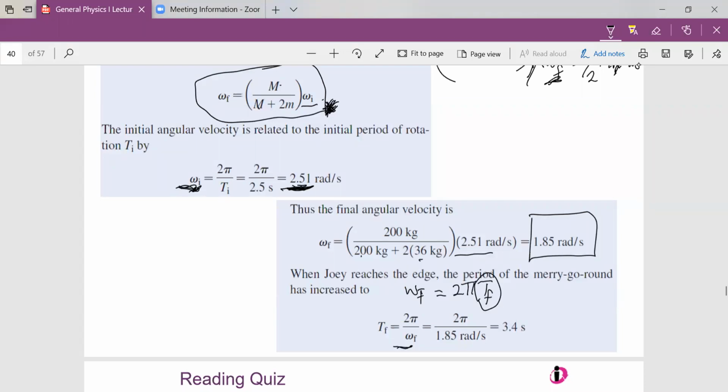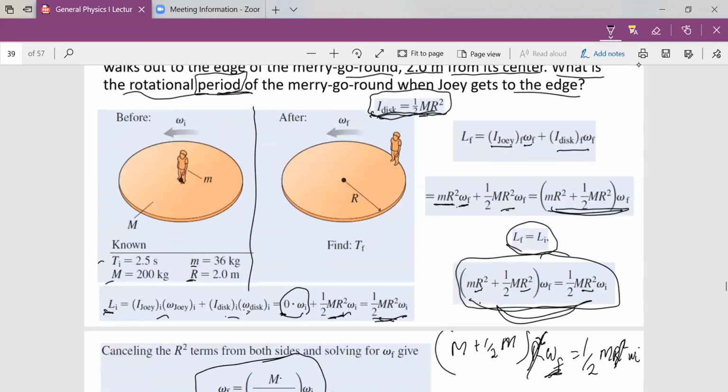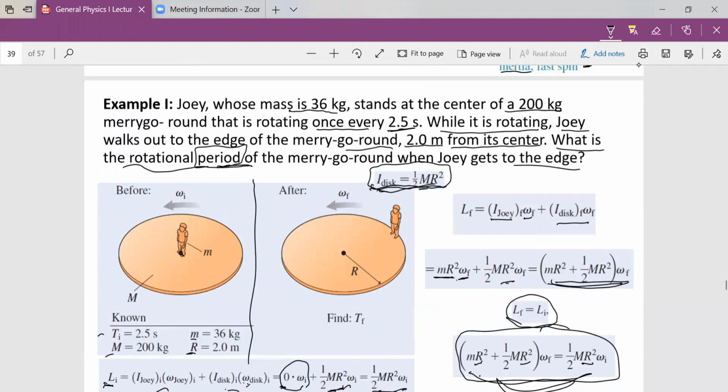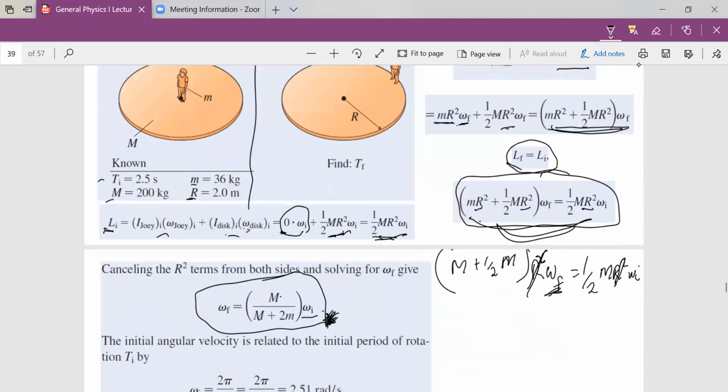That's how we got this. And then we have already obtained the angular velocity final to arrive at 3.4 seconds. So by the time it completed 1 revolution and it's already going towards the second, that is 2.5. That tells us the exact position of the merry-go-round by the time Joey got to the end.